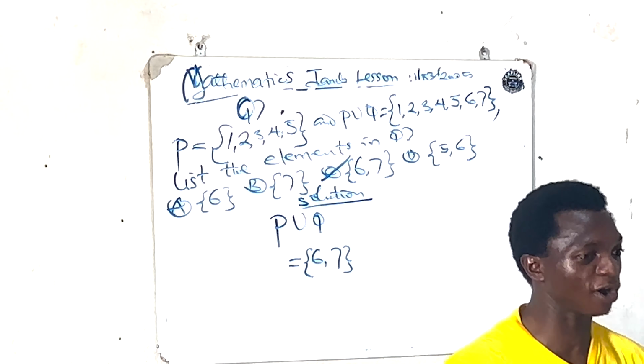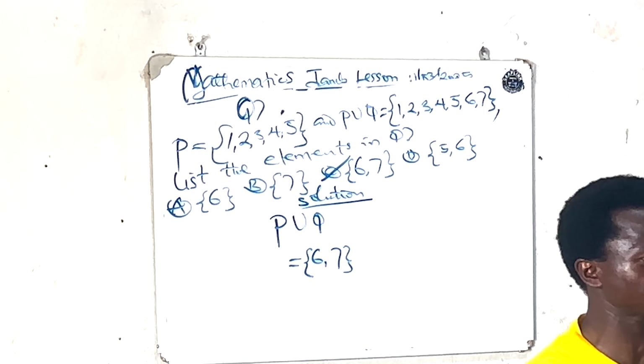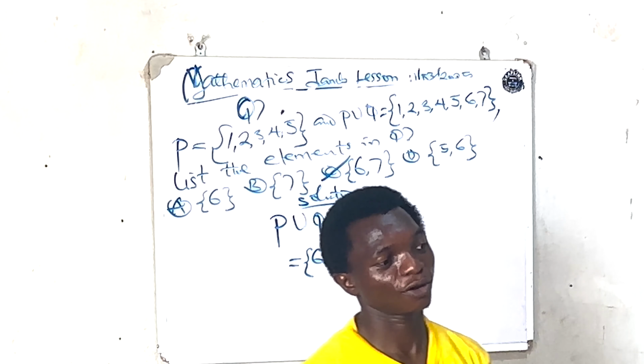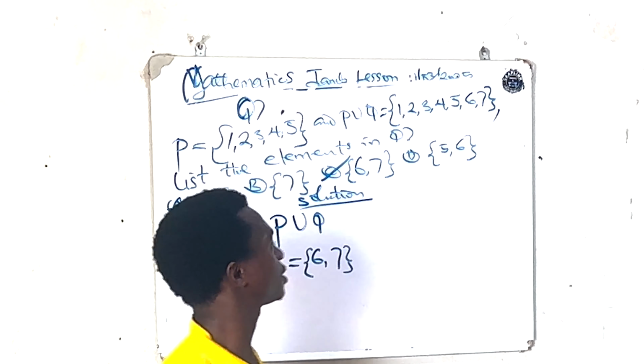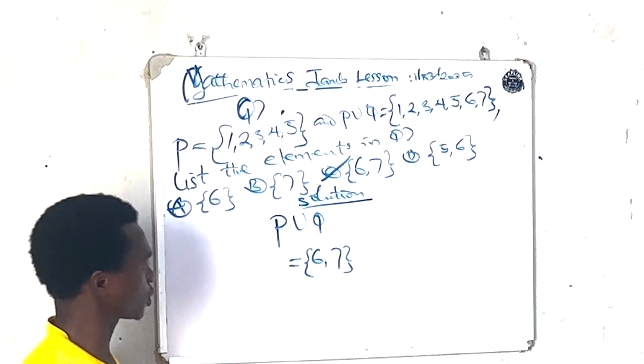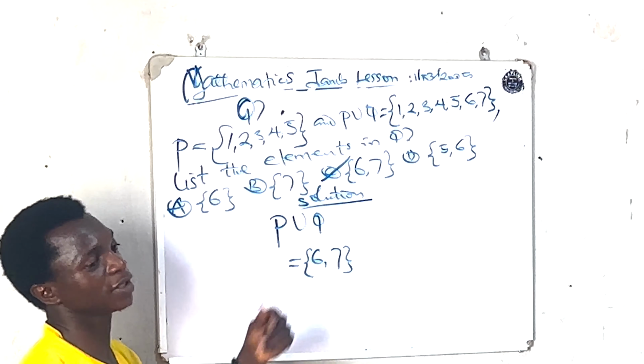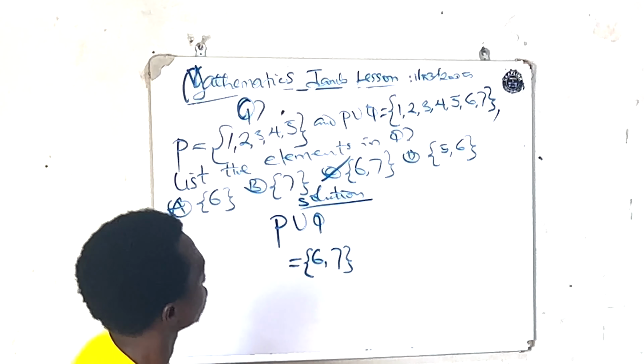But what we call the union of the class is a combination of the students and the teacher. That gives the union of the class. So that is the answer to the question: the elements found in Q are 6 and 7.